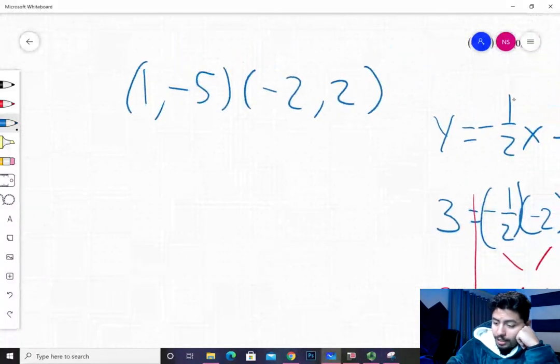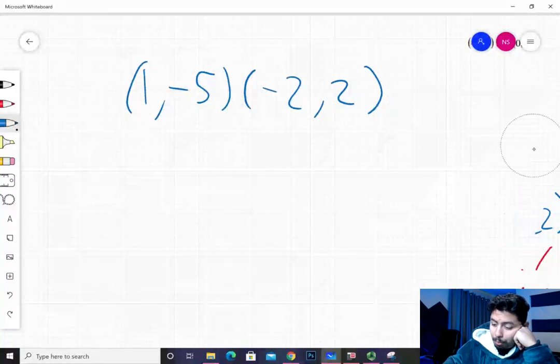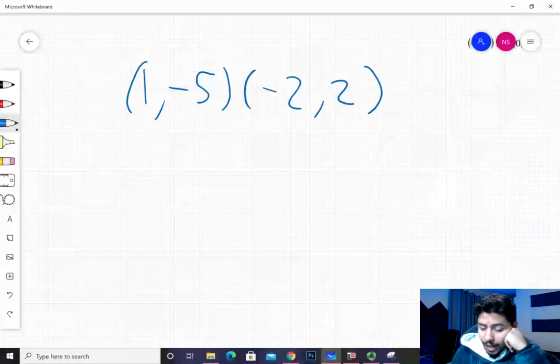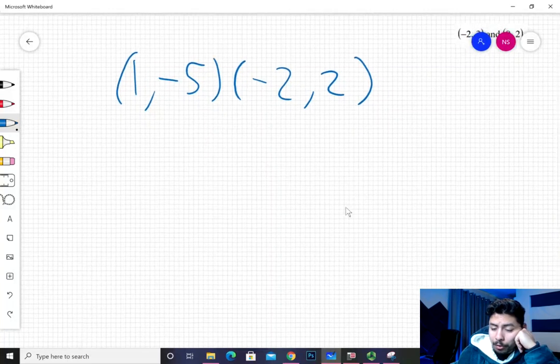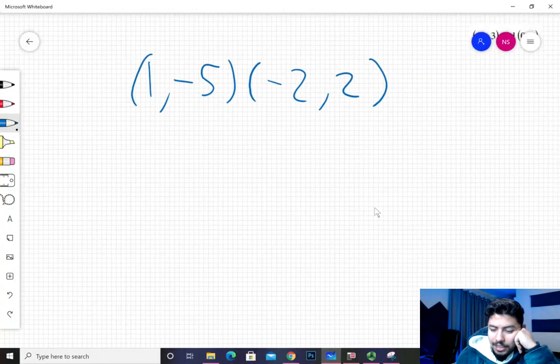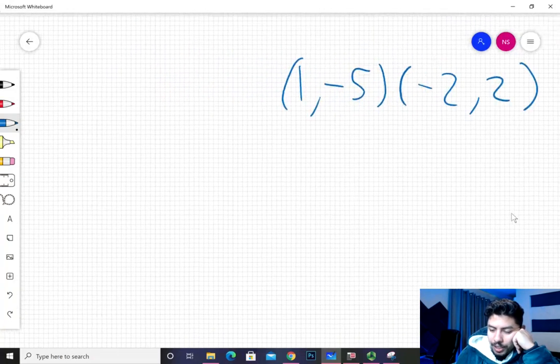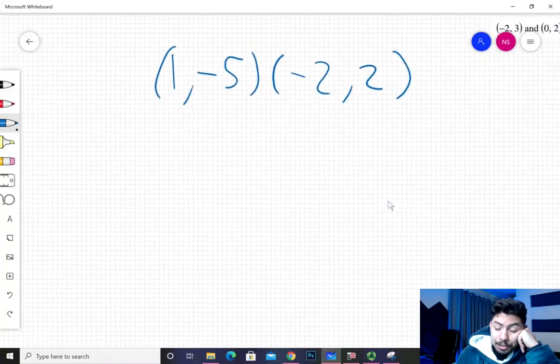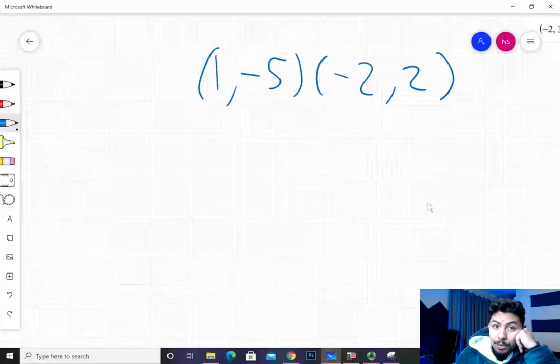Okay, I wrote out an example here that we're going to do. The 2 points that are given are (1, -5) and (-2, 2). The reason why I want to go over this example is because it's going to be fractions on fractions on fractions. So, what do we need to do here? We need to find the slope first, obviously. And how do we do that? We use our slope formula.